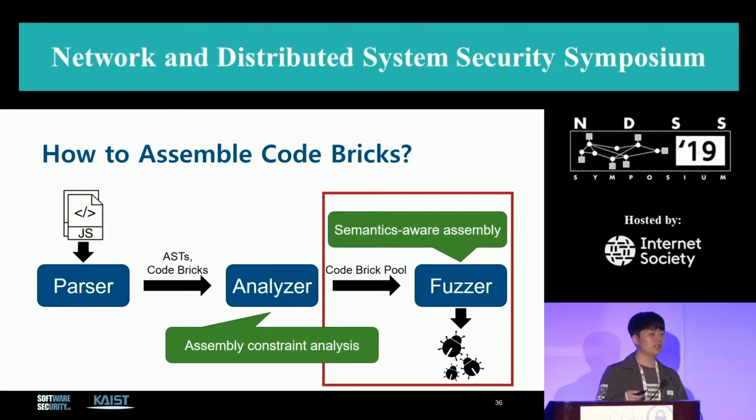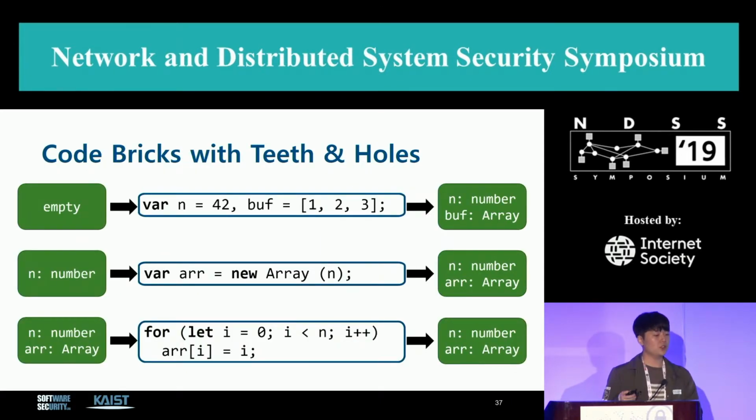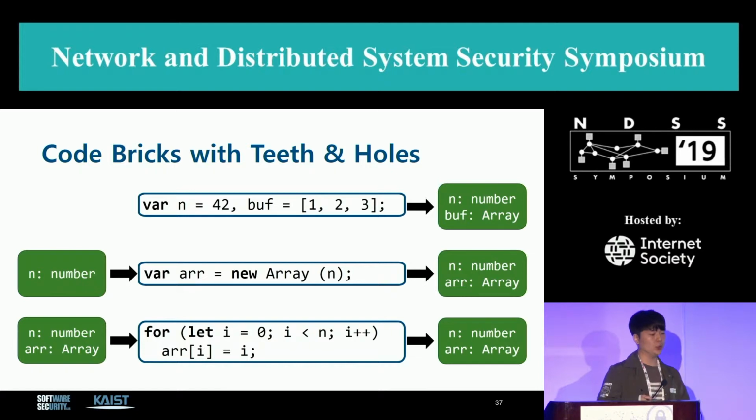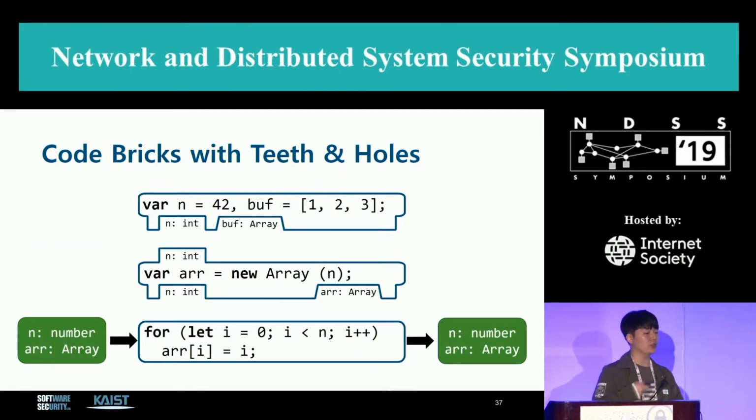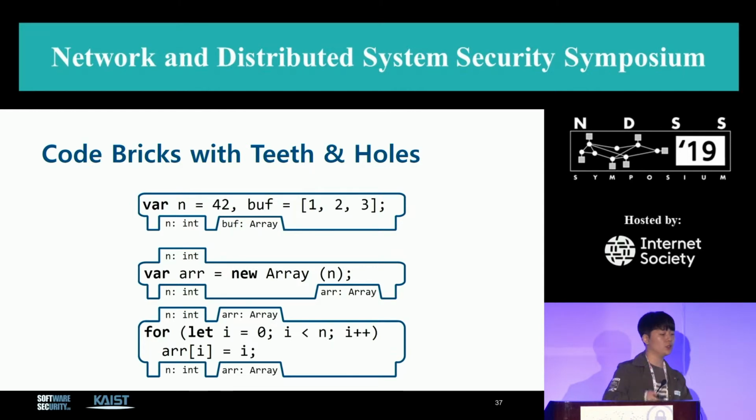Then how do we do semantics-aware assembly with the code brick pool? The main idea is to make the precondition and postcondition of code bricks to be teeth and holes respectively. For example, the first code brick has no tooth because there is no required variable, and it has two holes for two available variables. In the same way, the second code brick has a tooth and two holes, and the third code brick has two teeth and two holes.